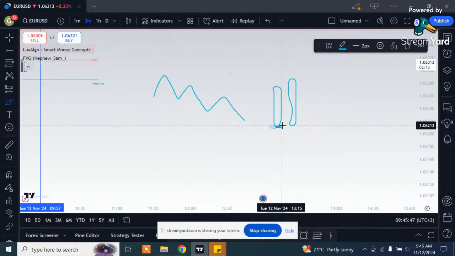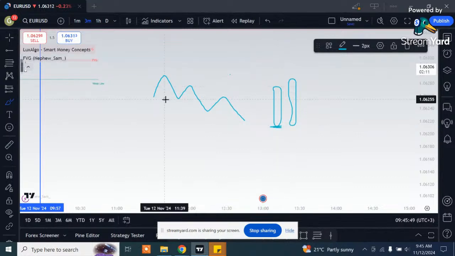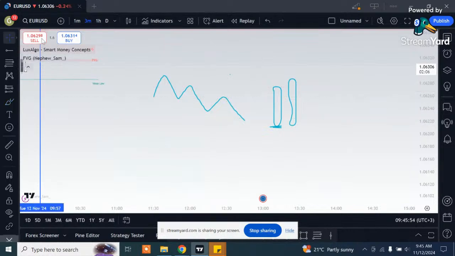It is a very simple strategy, and I'm sure even if you're just a complete beginner, you can be able to trade the same exact strategy.